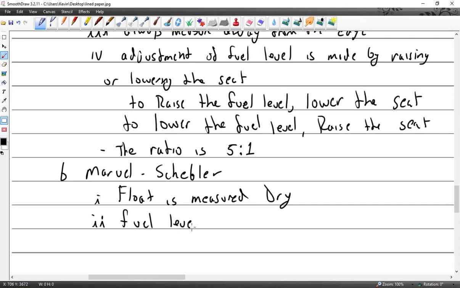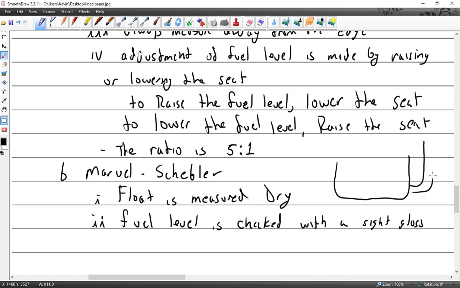Fuel level is checked with a sight glass. So what you'll do is you'll actually assemble the entire carburetor, and then let's draw the bowl. You're actually going to take a little fitting and put a piece of clear plastic, and you'll be able to see in the clear plastic where the fuel level comes up to and measure it, and it'll match right here.